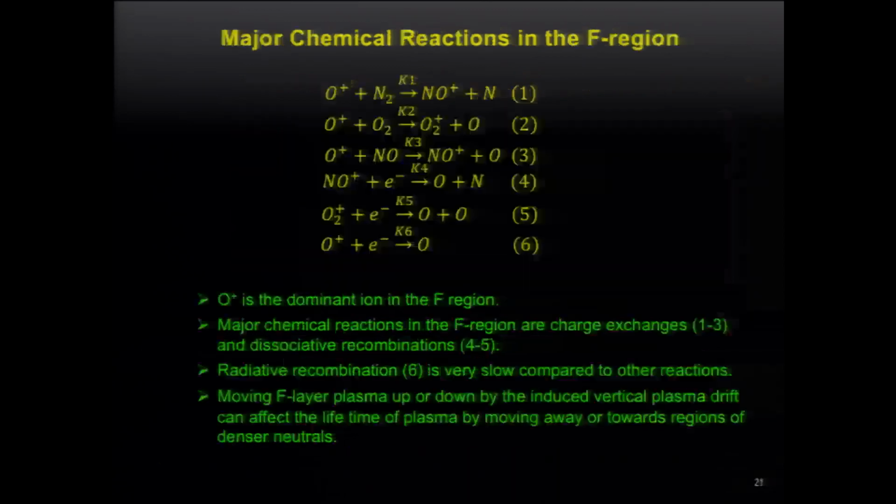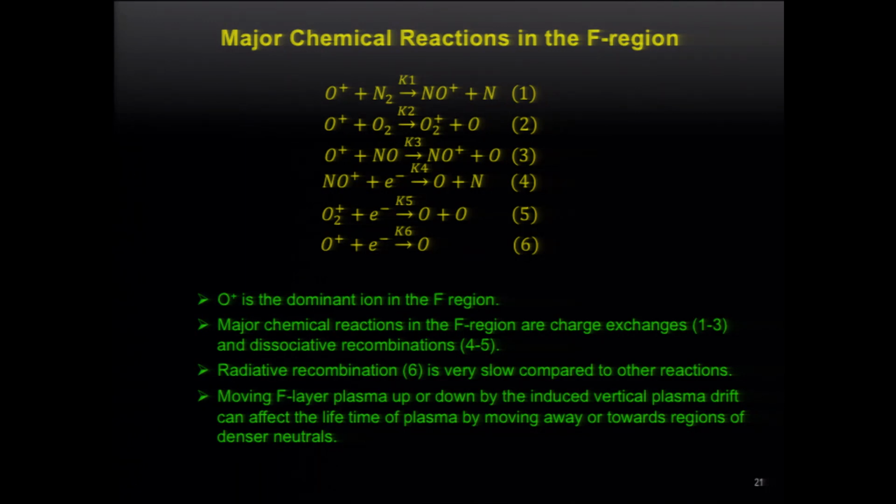Why should we care about that? Let's first look at the chemistry. Okay. So in the ionosphere F region, O+ is the dominant ion composition. The loss of O+ is actually through a two-step process. The first one is a charge exchange, where O+ charge exchanges with molecules and becomes NO+ and O2+. And then NO+ and O2+ dissociatively recombine with electrons. This two-step process is much faster than the direct radiative recombination of O+ with the electrons.